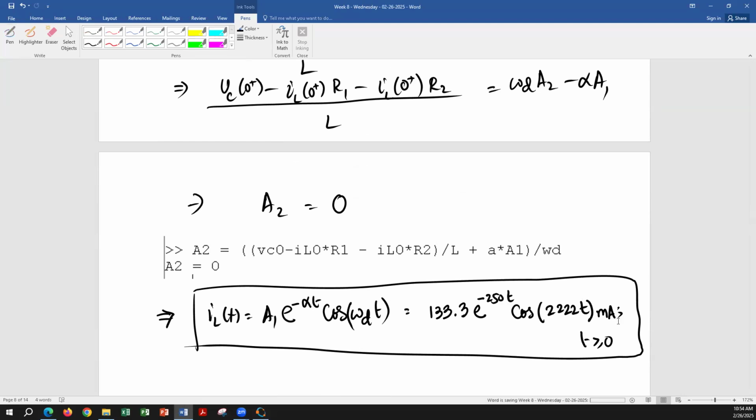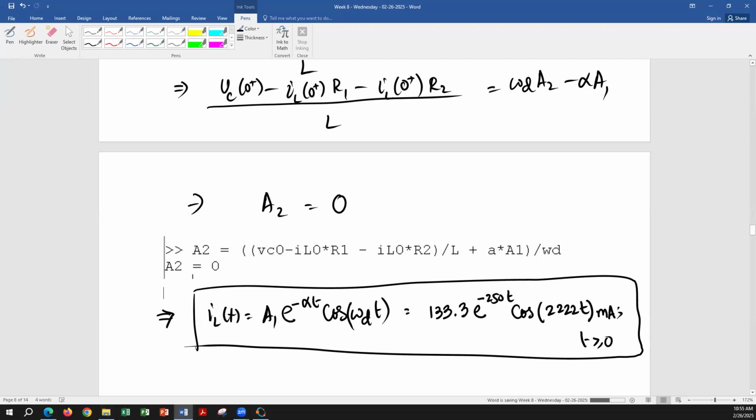Again, the initial value of the current, as you can see, at t equal to 0 positive, the exponent is going to be 1, cosine will be 1. That will leave you with 133.3 milliampere, which is the initial value of the inductor current. And then the inductor current is going to oscillate and dissipate. It's going to oscillate because the natural resonant frequency is much larger than the decay.